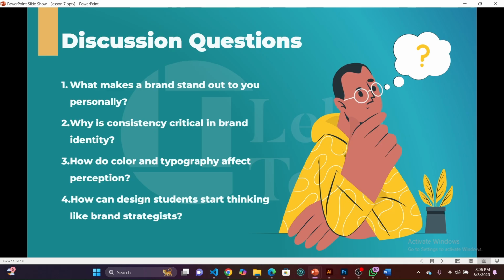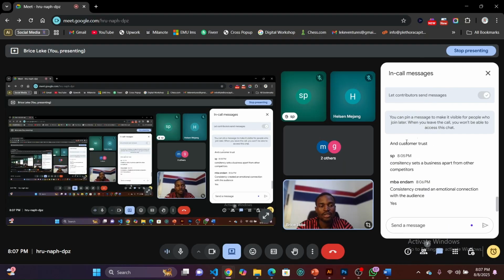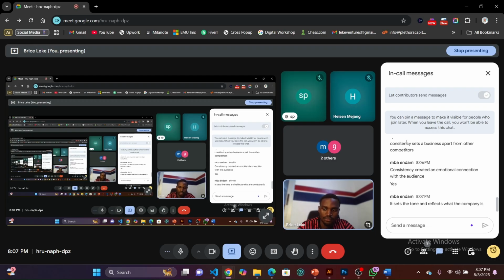How do color and typography affect perception? In another way, we are asking how color and typography are important in branding. Basically, that's what the question is asking you. It sets the tone and reflects what the company is. Yes, it reflects what the company is all about.